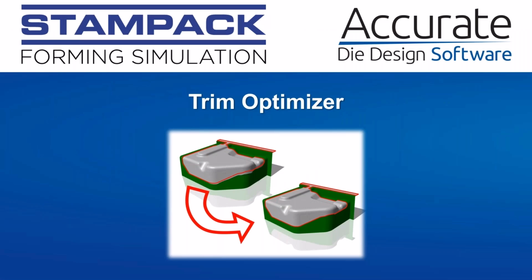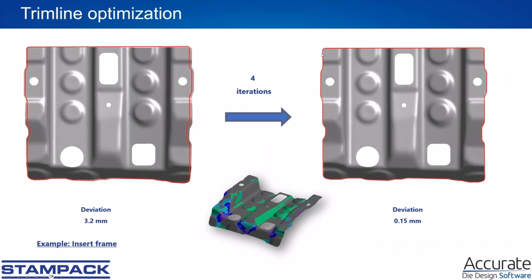Before I hand over to Josh, some more examples for trim optimizer. This is a typical automotive example. We see that we have too much material, 3.2 millimeter away from the target line, and in 4 fully automatic iterations, we could change the initial outline until being 0.15 millimeter away, which is really precise for this kind of part.